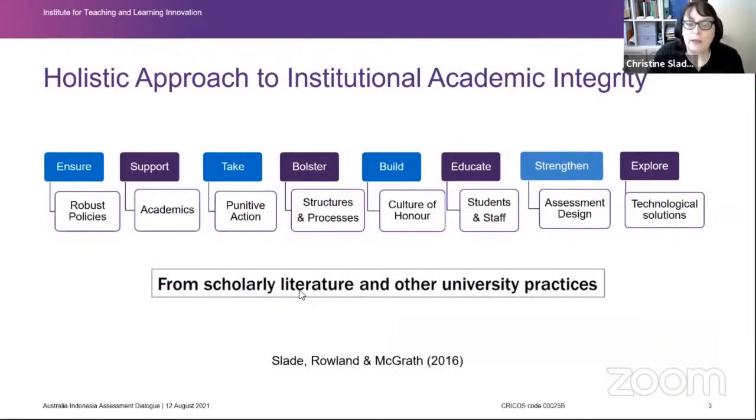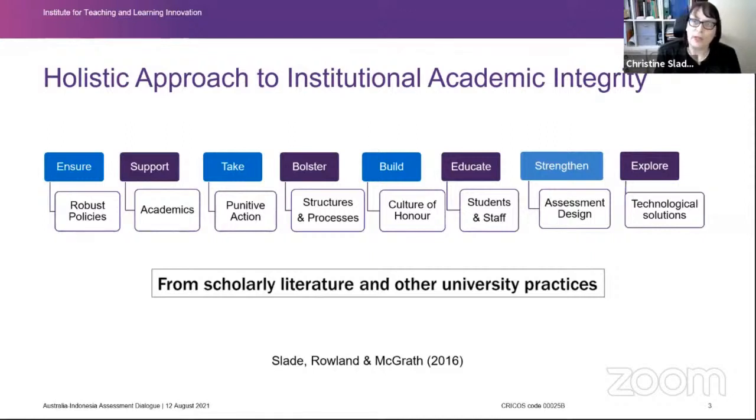So this is a paper that we were asked to write, myself with two colleagues, way back now in 2016, and our university was very concerned about what was happening with academic integrity. So we wrote an issues paper, which was really talking about what's happening in other places and what the literature is writing about. And these are the 8 prongs that we came up with.